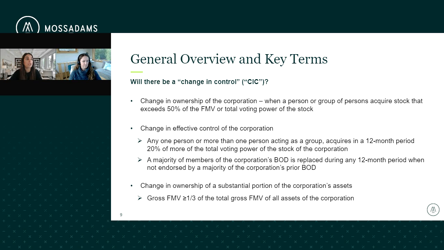The next bucket is change in effective control of the corporation. Generally, we see this one of two ways. So when any one person or more than one person acting as a group acquires in a 12-month period 20% or more of the total voting power of the stock of the corporation. Or this could occur when a majority of the members of the company's board of directors is replaced during any 12-month period when not endorsed by a majority of the corporation's prior board of directors.